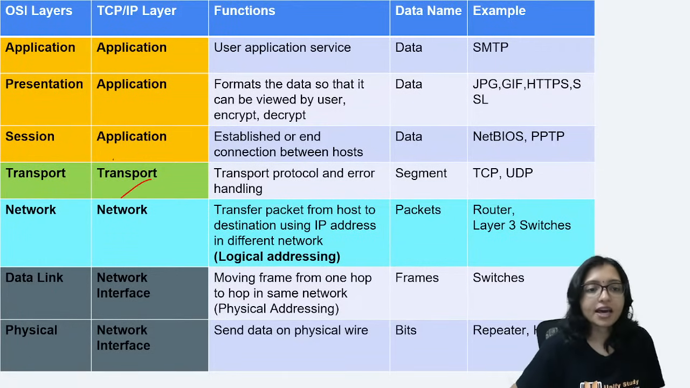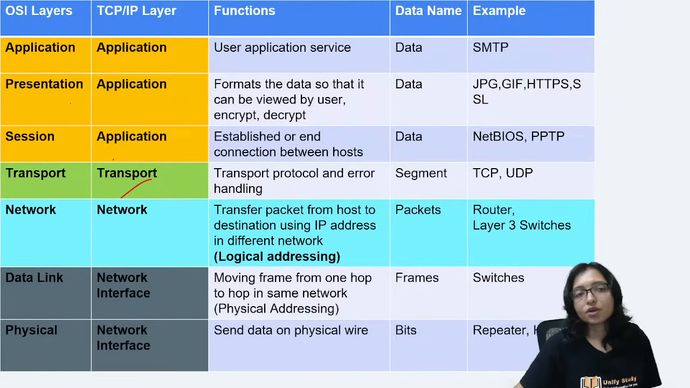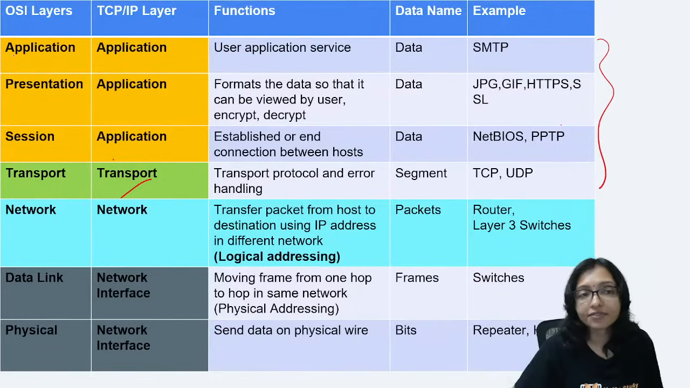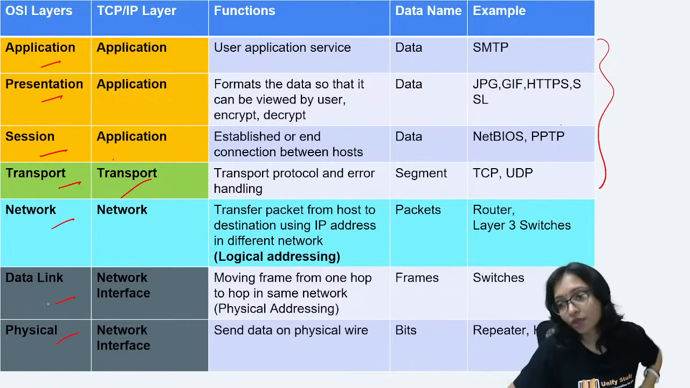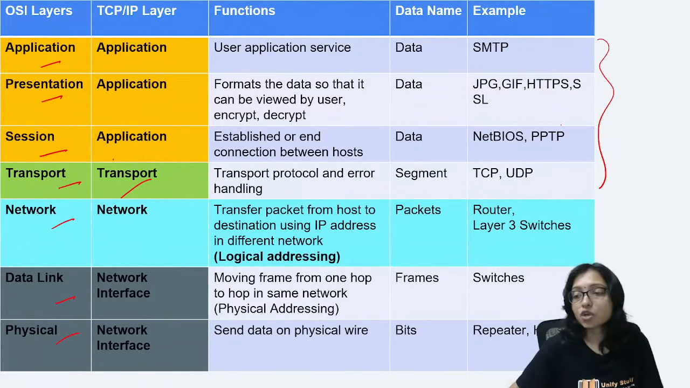Yes, so here you can see, when you compare the OSI layer and the TCP/IP layer, the OSI model has 7 layers: application, presentation, session, transport, network, data link, physical. One by one, each and every layer. Numbering is also very important. Questions come with the sequence and the numbering as well.